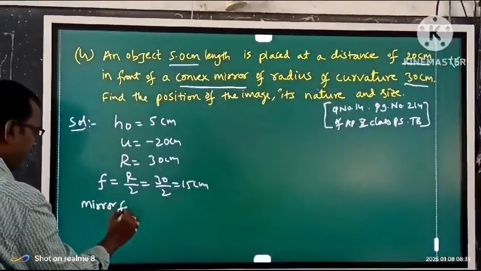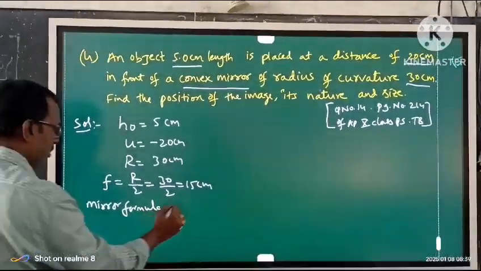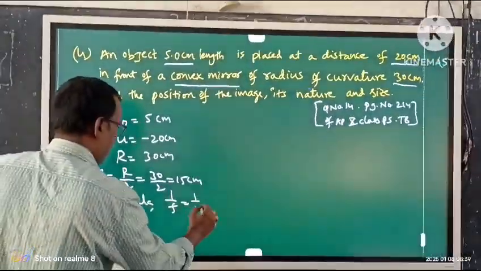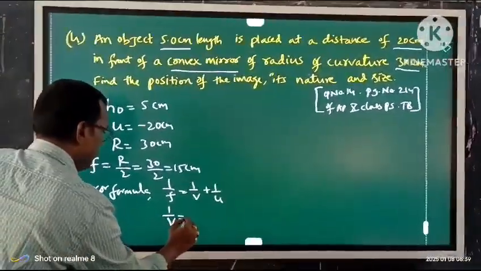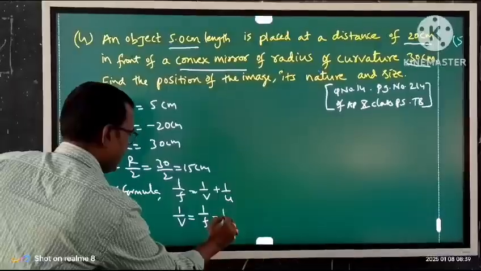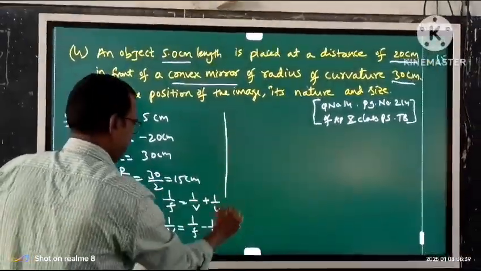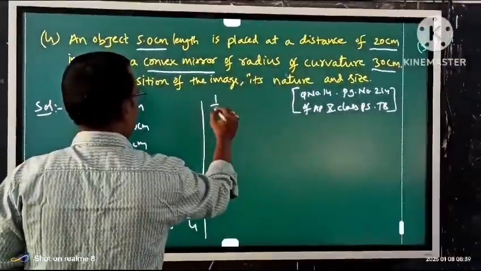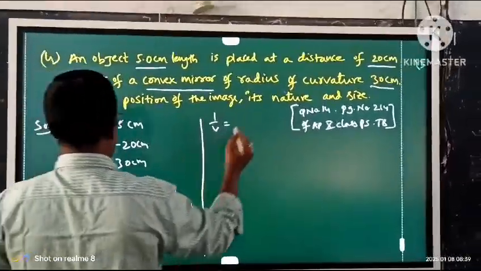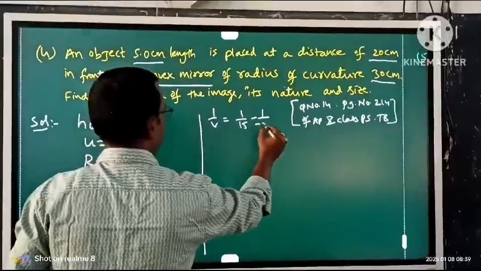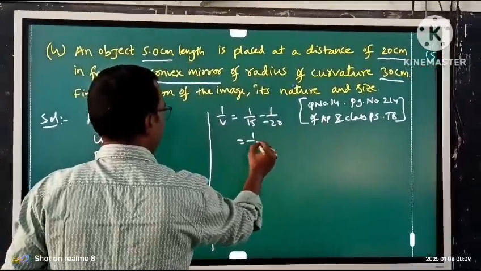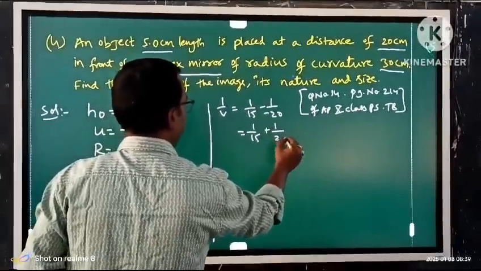So what is the mirror formula? 1 by F is equal to 1 by V plus 1 by U. So to find the image distance, 1 by V is equal to 1 by F minus 1 by U. 1 by V is equal to 1 by 15 minus 1 by minus 20. That's equal to 1 by 15 plus 1 by 20.